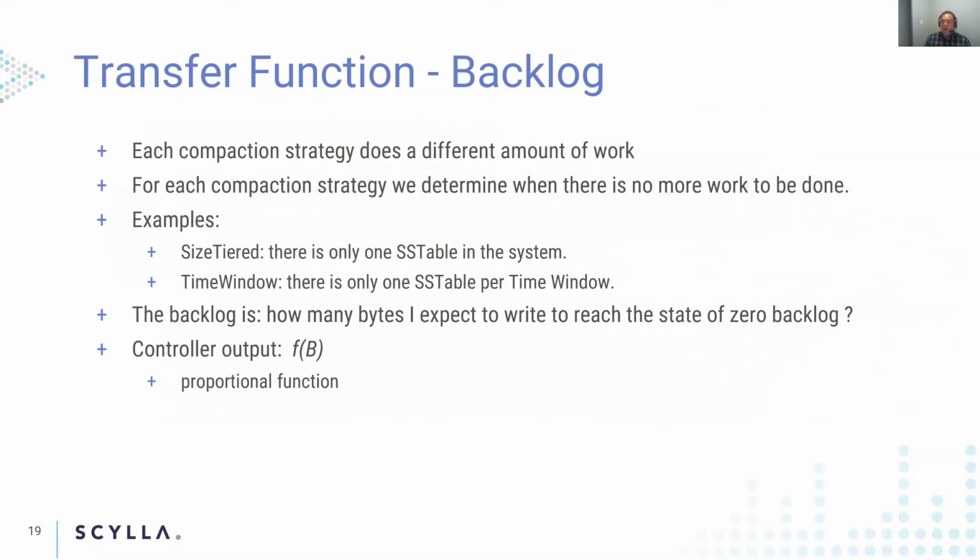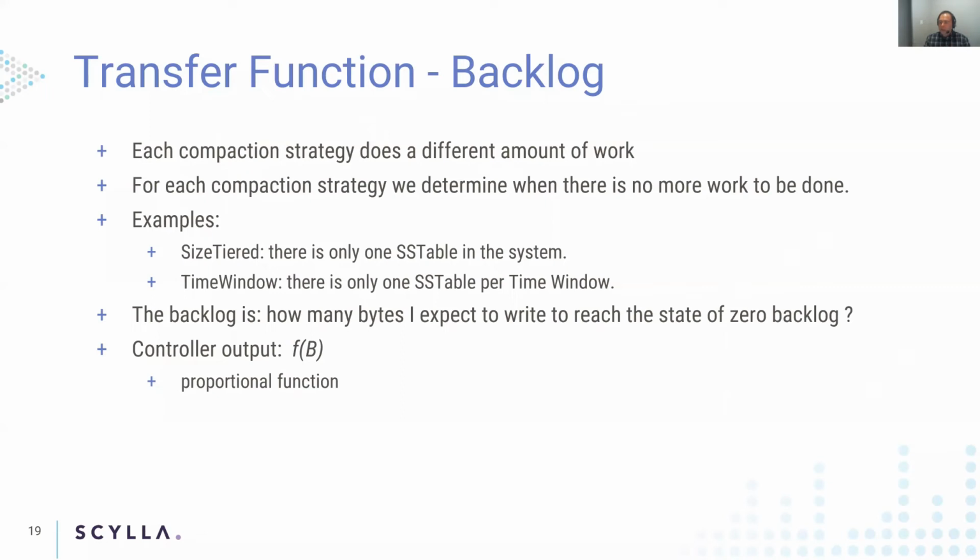The backlog is an estimate of how much work I still have to do to move the system from the current state to my desired goal. So remember, the closed loop control system always has a goal that I have to get to. So the goal is to achieve a state where there is no amplification whatsoever. So for the case of size tier, what that means is that everything is sitting on a single SSTable.